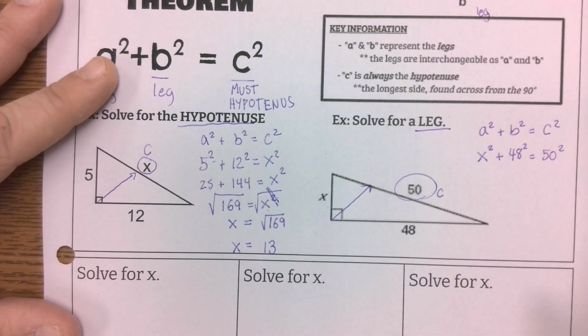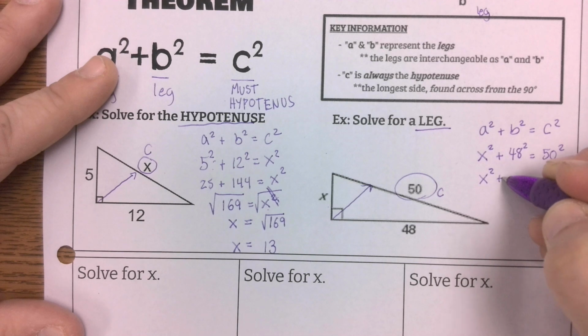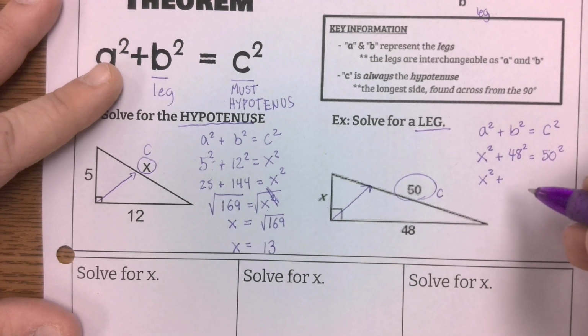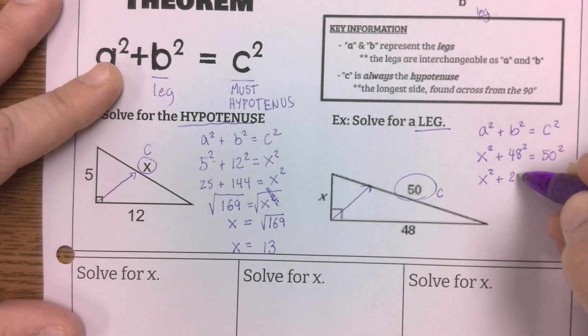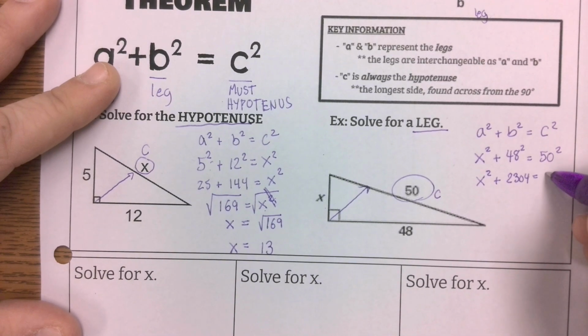Now the solving for it's going to be a little bit different because x squared, we can't simplify that right now, but we can simplify 48 squared. That's 2304, and 50 squared is 2500.